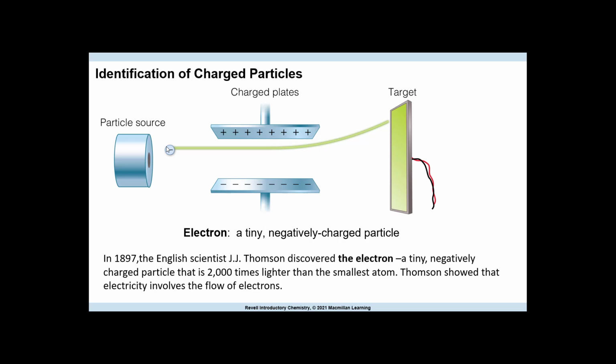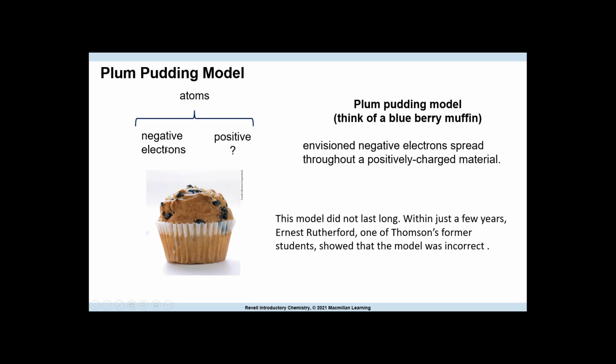So this was able to tell us what kind of particles we were dealing with. Were we dealing with a negative, a neutral, or a positive? Because if it was neutral, it would have stayed in the middle, and if it was charged, it would have been attracted to the opposite plate. And J.J. Thomson, in 1897, discovered the electron, which is a tiny negatively charged particle that is 2,000 times lighter than the smallest atom. So this was a big deal in understanding what the subatomic particles were and how their behavior affected things.